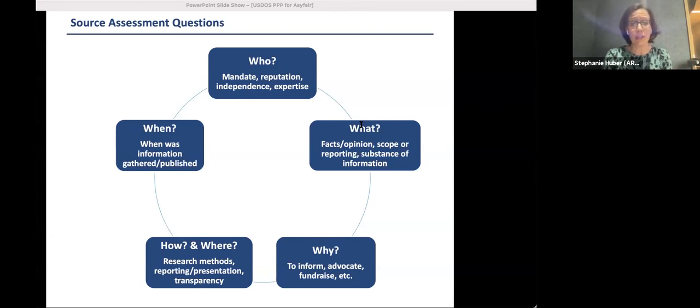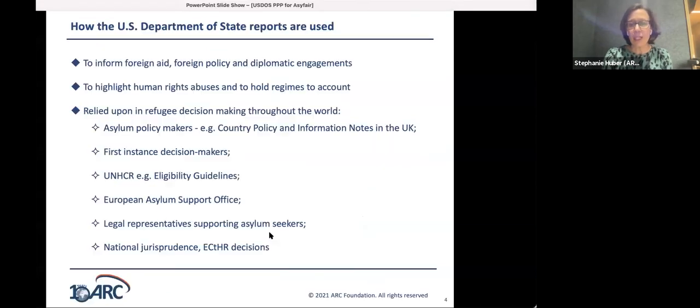Which actually brings us now to the research project I'm involved in, looking, as I said, at the US Department of State's annual human rights reports. I'm sure that most of you are probably familiar with this source or have at least had a look at it. Whilst it is intended to be relied upon to inform American foreign policy and foreign aid decisions, it's also used as a tool for human rights defenders and governments to highlight human rights abuses and to hold regimes to account.